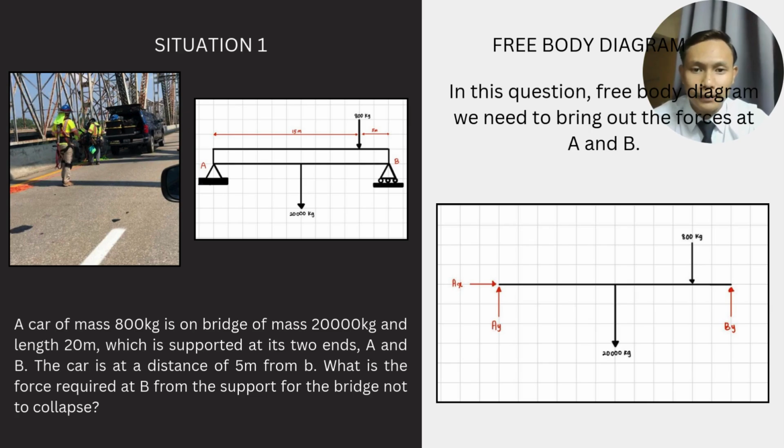So we can see here at point A, we put the pin, and at point B, we just use a roller. For the free body diagram, we need to bring out the forces at point A and point B. At point A, because we use a pin, we have the force in the x direction and y direction. For point B, we just use the roller, so at point B it only has the force in the y direction.